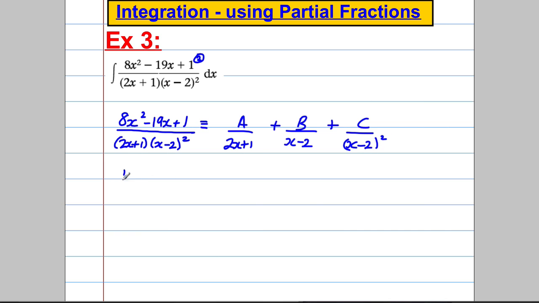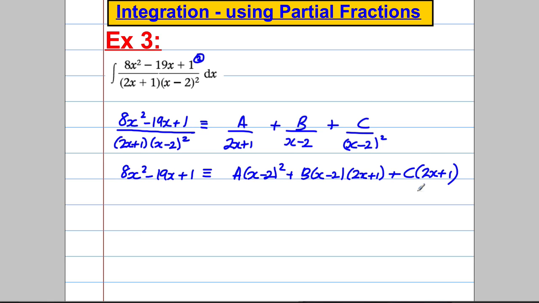So my next combined line, I would write that not 18, but 8. I could make this have a common denominator, and I would say that 8x² − 19x + 1 is therefore equal to A(x − 2)² + B(x − 2)(2x + 1) + C(2x + 1), like that. And then what I could do is use various values of x to find what A, B and C must be.